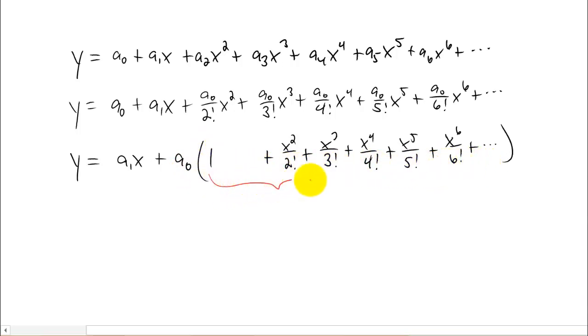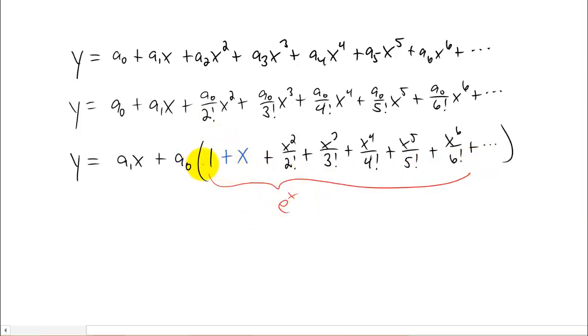Now this pattern right here is suggesting to me that this is going to be some kind of an exponential function. But I left a space. The reason I left a space is because there's actually a term missing here from this pattern. There should be a plus x right here. For what's in parentheses to be e to the x, there has to be a plus x here.